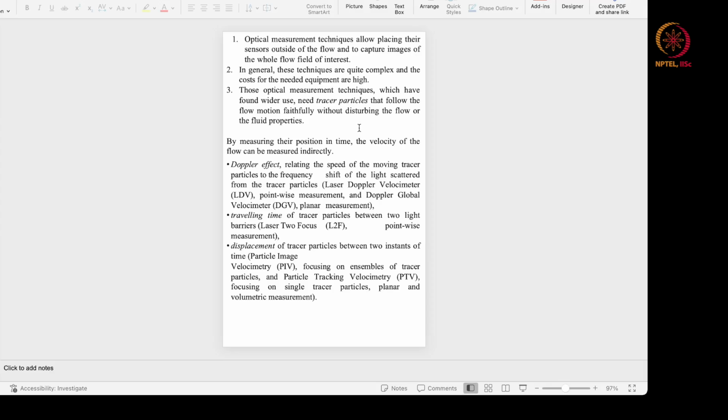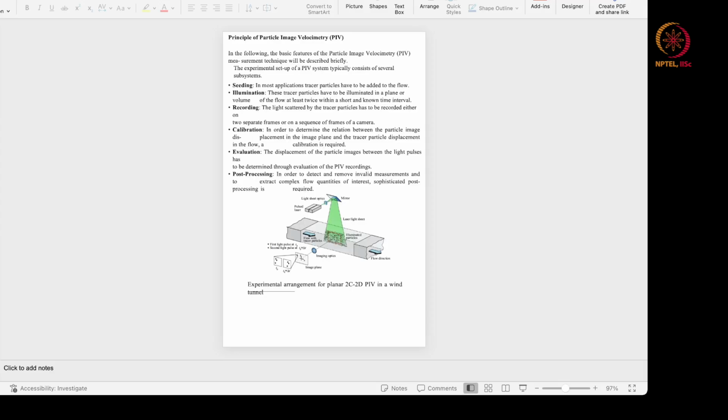There are also measurements which are called laser speckle velocimetry. It basically tracks the displacement of tracer particles between two instants of time, usually between two laser flashes, right? And so in PIV, remember, it is ensembles of tracer particles. Particle tracking velocimetry focuses on single tracer particles. So there is a difference between the two, right? So this is basically the principle of PIV.